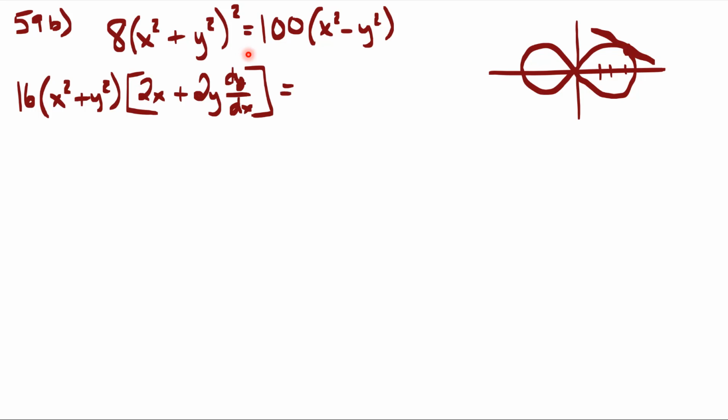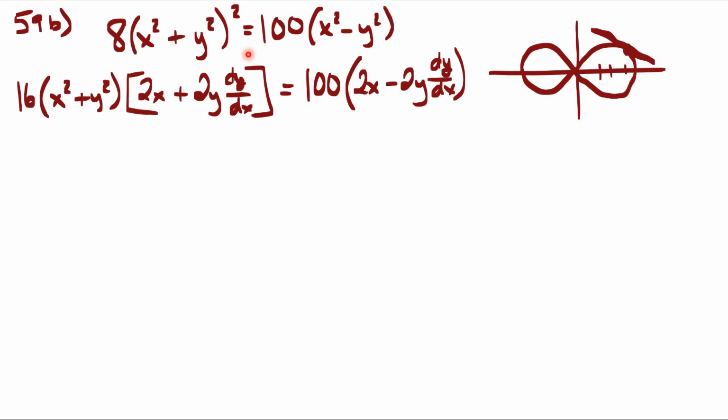Alright, 100 is just on the outside there. So 100 is a constant, right? And then inside the function itself, it's 2x minus 2y dy/dx. There it is. So the whole goal now is, can you solve for dy/dx? That's what we've got to do. Some crazy stuff ahead of us.